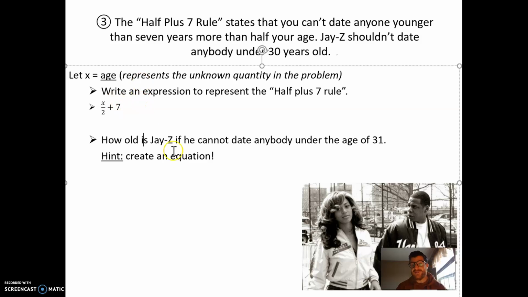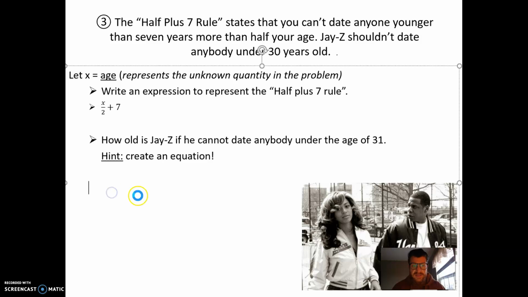Now you're going to see this trend where the second problem asks, how old is Jay-Z if he cannot date anyone under 31? They didn't give you Jay-Z's age, so they didn't give you x. Jay-Z's age would be x. They just said he can't date anyone under 31, meaning this expression needs to equal 31 for Jay-Z. So I'm going to copy and paste this.